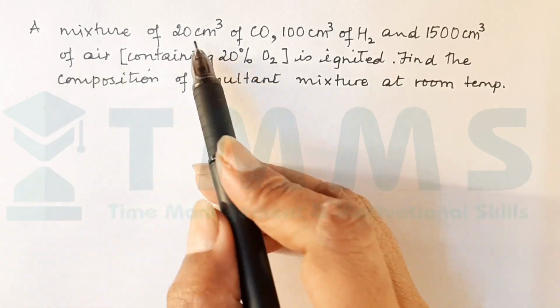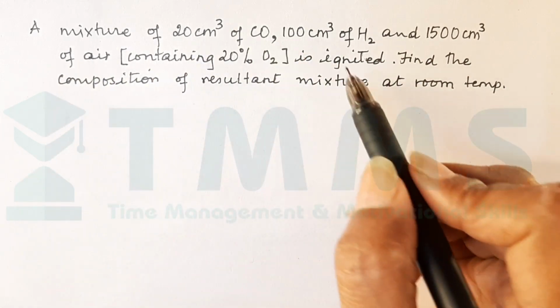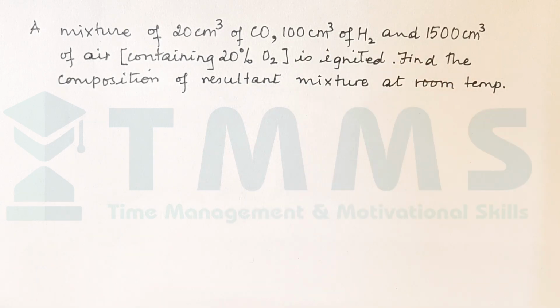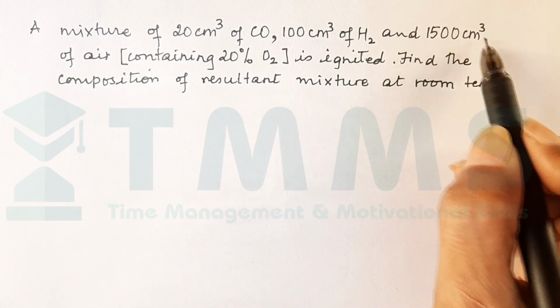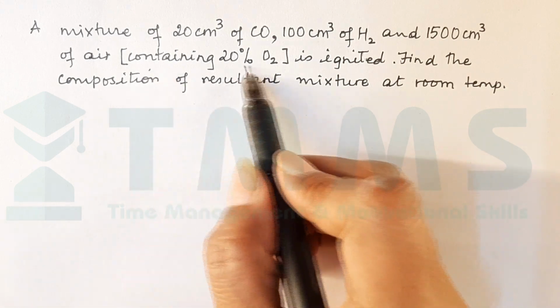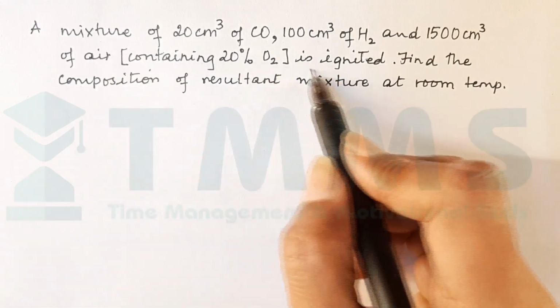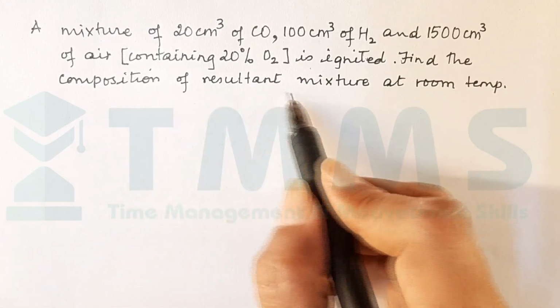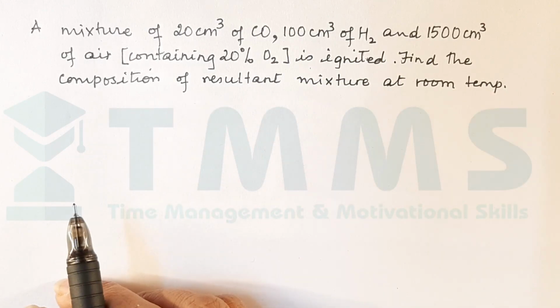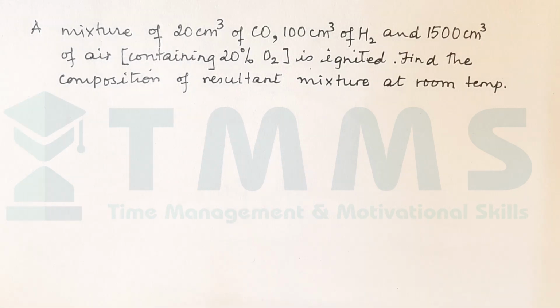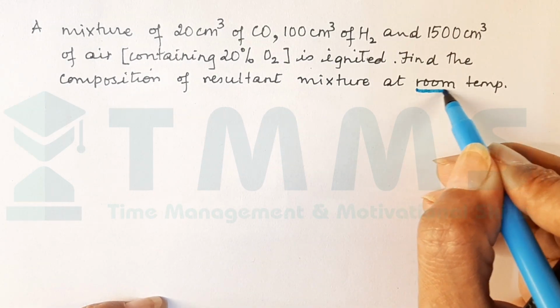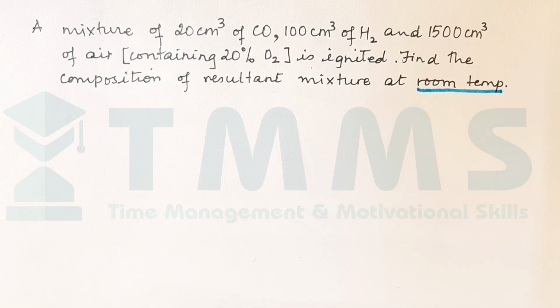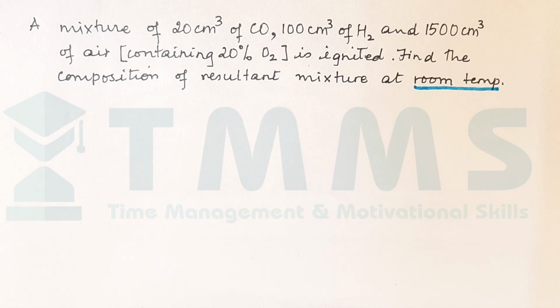So, a mixture of 20 centimeter cube of carbon monoxide, 100 centimeter cube of H2, that is hydrogen, and 1500 centimeter cube of air containing 20% oxygen, this mixture is ignited. Find the composition of the resultant mixture at room temperature. Now out here, understand this room temperature is going to be tricky. But all in all, let us find how to use the information and the different tips that you learned, and let us look at the solution.